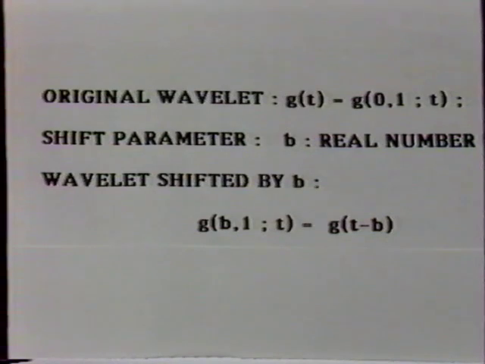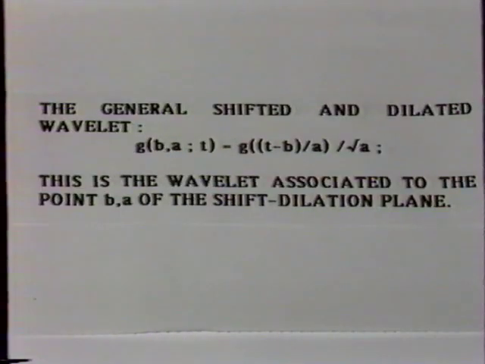And now finally we can see what happens if you first dilate and then shift. The resulting formula is shown now on the screen. And this is the wavelet associated to the point (B, A) of the shift dilation plane. We should notice that shifts and dilations do not change the conditions that a wavelet has to satisfy.